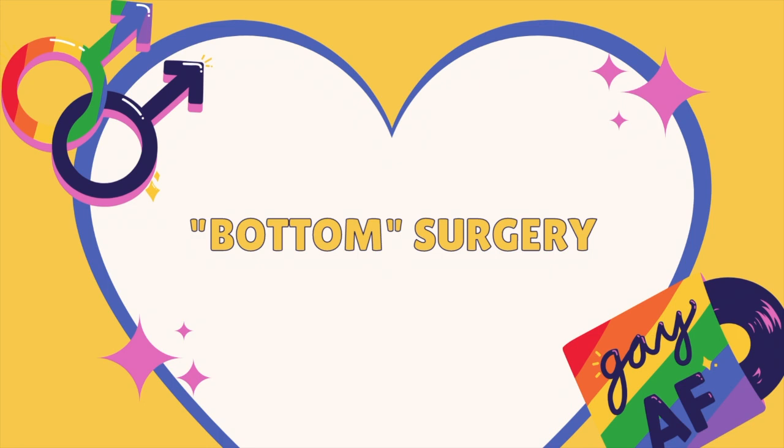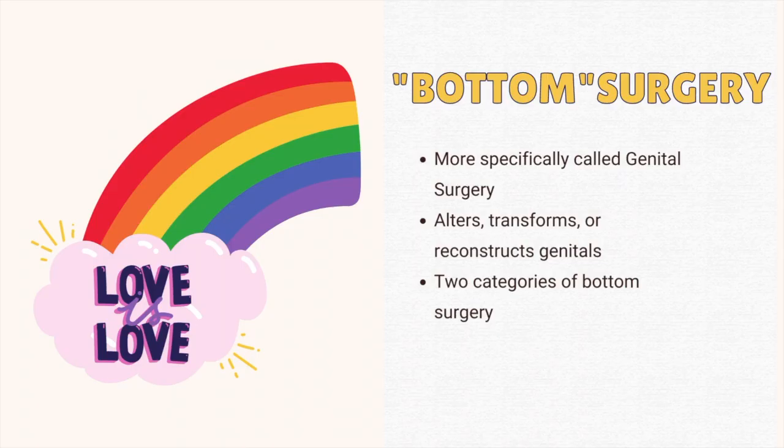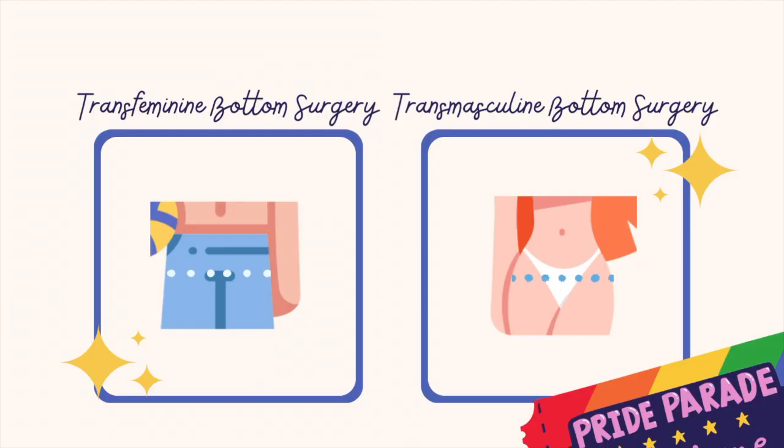The last type of sex reassignment surgery is bottom surgery, or more specifically called genital surgery. This type of sex reassignment surgery is done in order to alter, transform, or reconstruct the genitals of a person. There are two categories of bottom surgery. These are the transfeminine bottom surgeries and the transmasculine bottom surgeries.